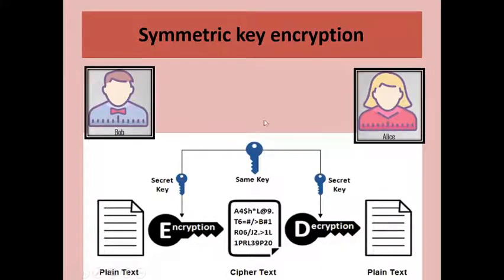Now you can see there are 2 persons, Bob and Alice. Bob wants to send this sensitive document to Alice. Then Bob uses a key to encrypt this document. But there is a problem. What is the problem? Alice doesn't know what that key is. Otherwise, she won't be able to decrypt this.